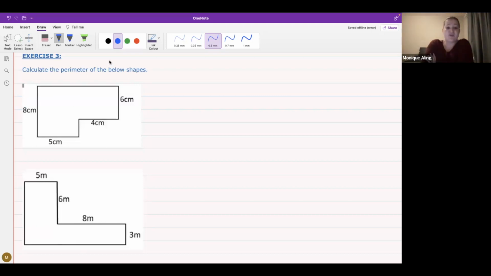Okay, so let's take a moment to quickly look at them. In order to work out the perimeter, we add all sides together. However, we are missing the side over here. Do we have any takers on how we are going to work out this missing side so that we can calculate the perimeter?